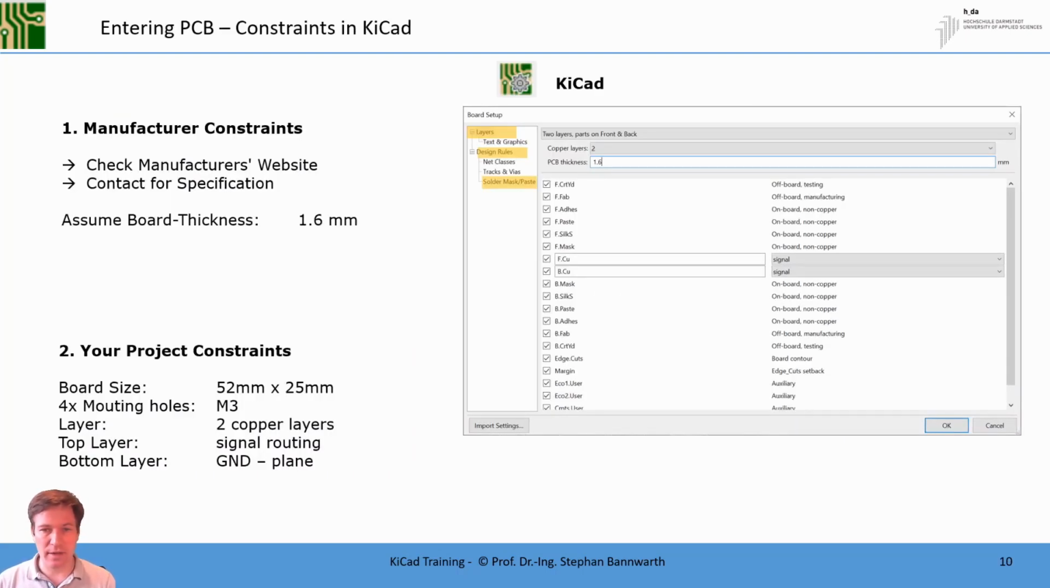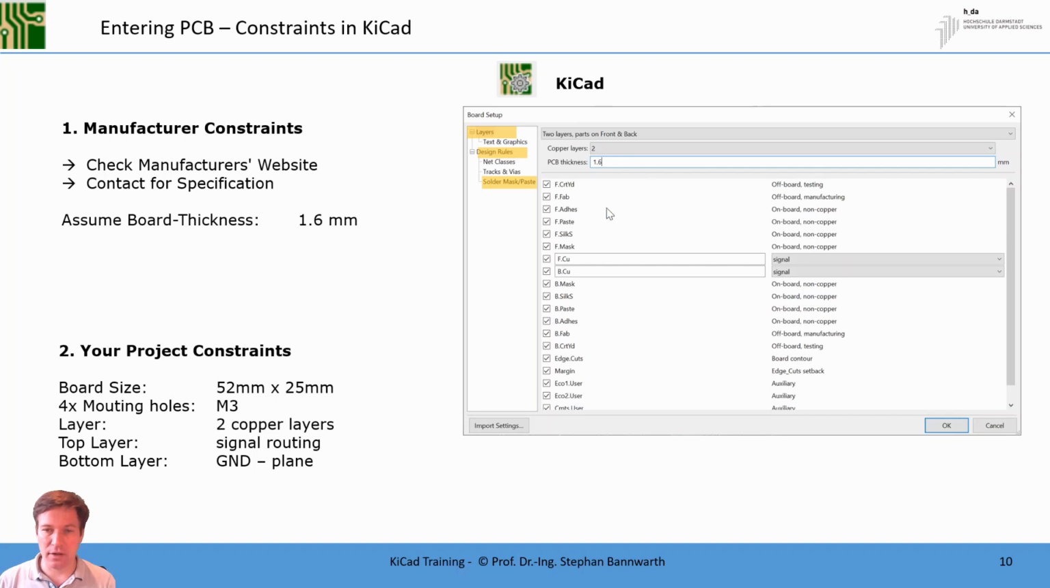So let's have a look at the board setup menu. First, we look at the manufacturer constraints. You get them either from the website of the manufacturer, or you make a phone call, send an email, or you get a PDF, whatever, from your manufacturer, or you request specifications for a board you want to design, etc. We assume a board thickness of 1.6 mm, which is quite common for double layer PCBs.